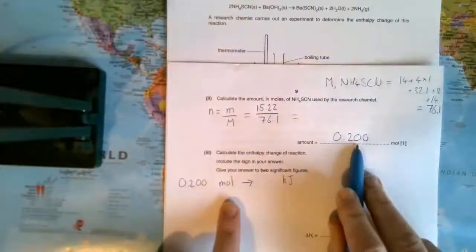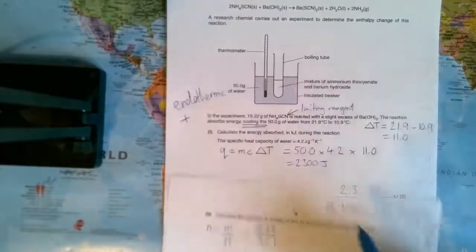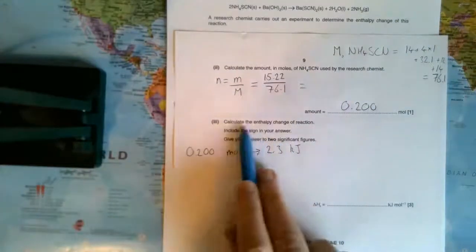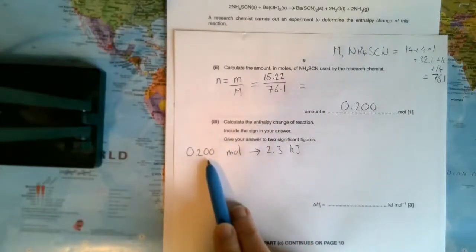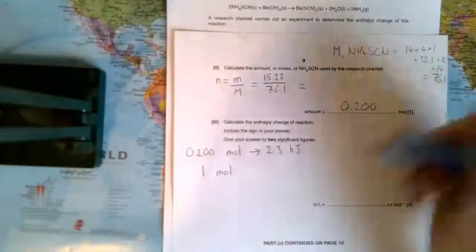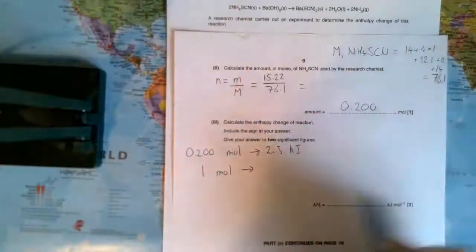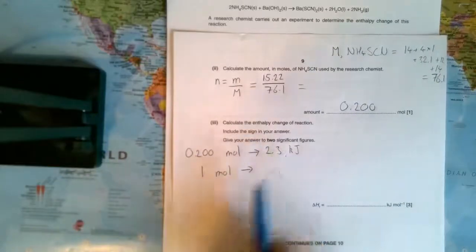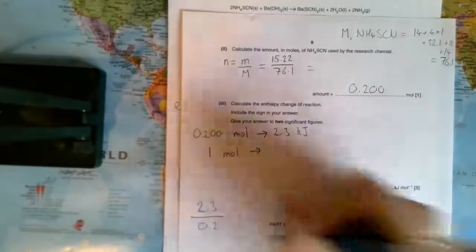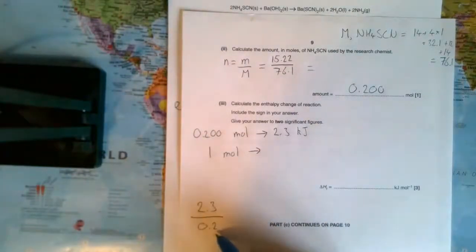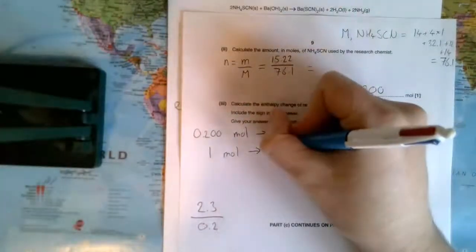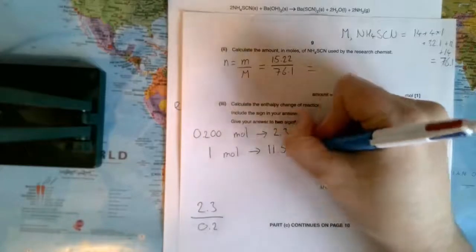Okay, now the number of moles was 0.2 and the energy that was given out was 2.3 kilojoules. To work out the enthalpy change overall, the first step in this is going to be working out how much energy comes from 1 mole, or in this case is absorbed. So 0.2 moles gives 2.3. What I would do for these is take your energy and divide it by the number of moles each time. So 2.3 divided by 0.2 is going to give us 11.5 kilojoules.